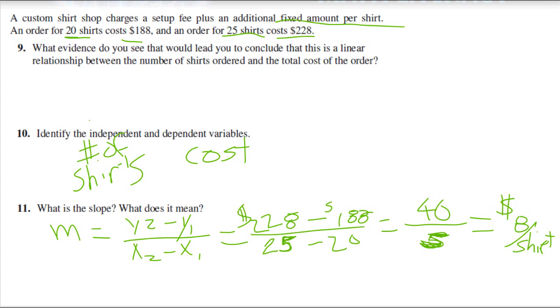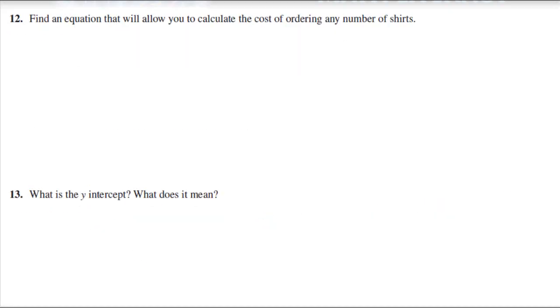40 divided by 5, which equals $8 per shirt. And if it's not clear, you remember the Y was dollars and the X was shirts. I just haven't been writing those units in the calculation. If it helps you to do that, go right ahead and do that. What does it mean? It means for every shirt you pay $8. All right, question 12. Restart the video once you've done that.